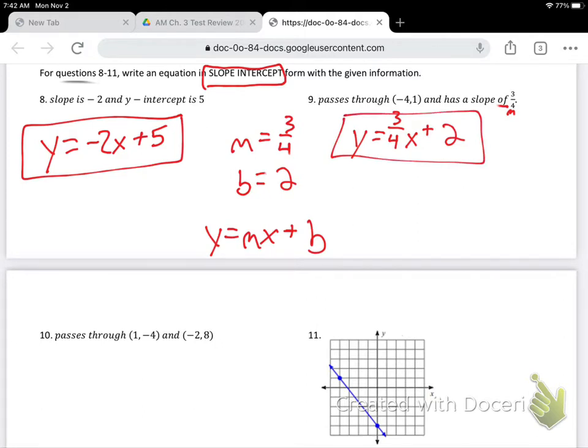We're going to do the same things for 10 and 11. Remember, it gives me 2 points. If I have 2 points, I can find the slope. So 8 minus -4 over -2 minus 1. So that'll be pluses. That'll be 12 over -2 minus 1 is a -3. I can reduce this, or simplify this, I should say. 12 divided by -3 is equal to -4. So I can say that my slope is m equals -4.